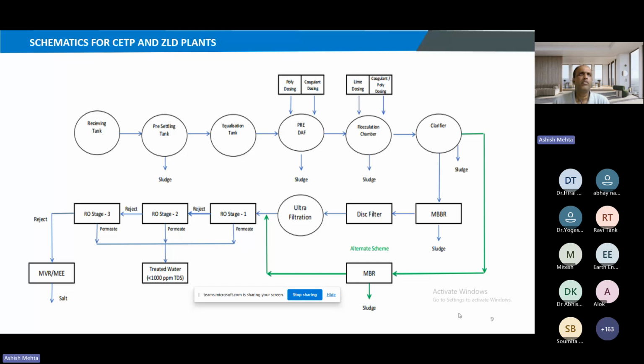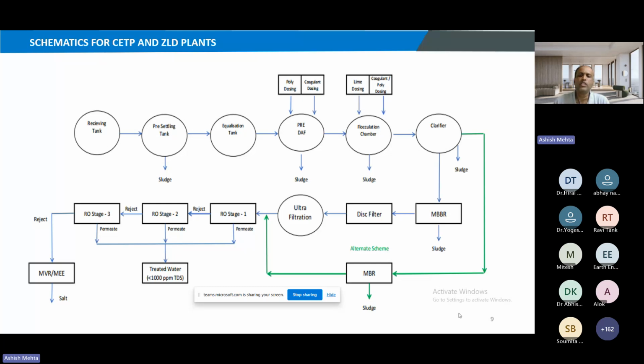In a common effluent treatment facility, the major challenges faced are basically variation in organic load and variation in hydraulic load. So the variation in hydraulic and organic load can be partly addressed by equalization and homogenization. Then comes the physicochemical treatment process.